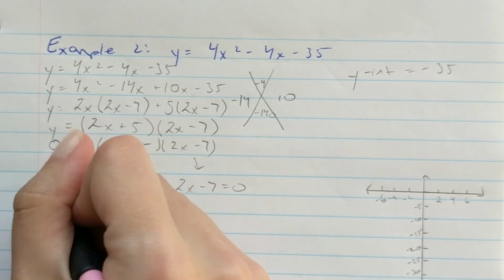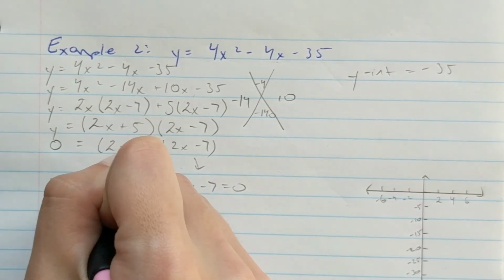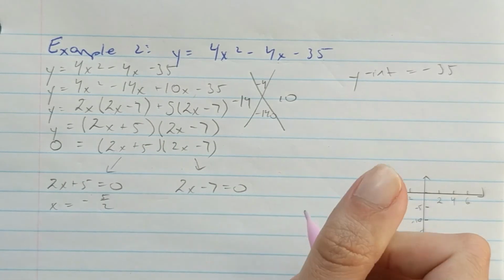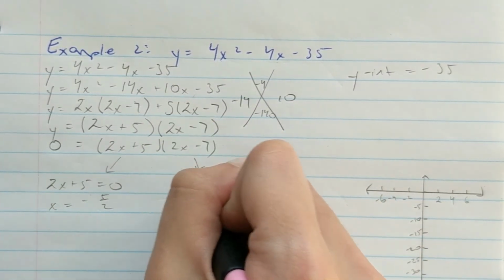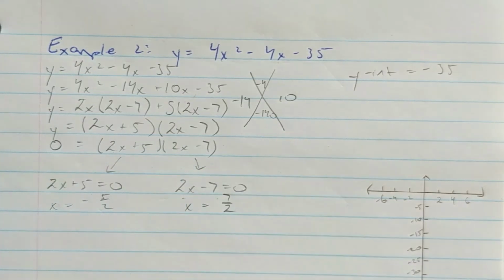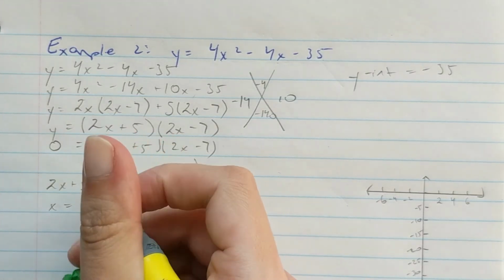2x plus 5 equals 0 is going to give me x is equal to negative 5 over 2. And 2x minus 7 equals 0 is going to give me positive 7 over 2. So I have two x-intercepts and I have my y-intercept. Let's go ahead and start plotting these on our grid.